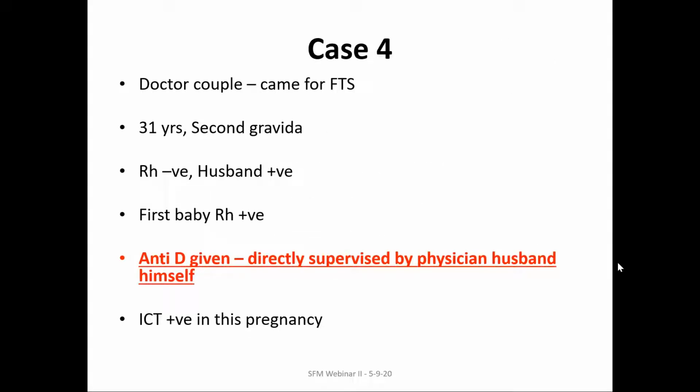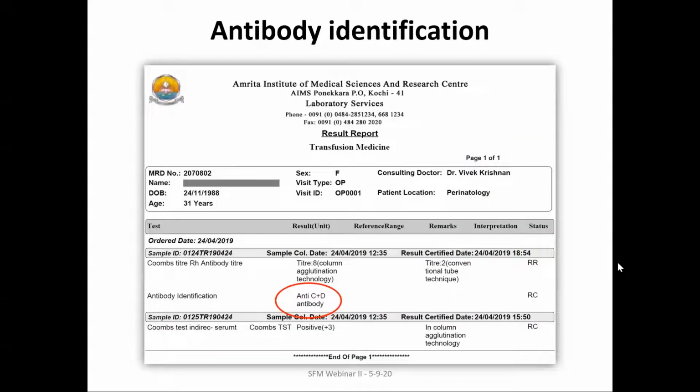Now, another case that would confirm this is case 4, the doctor couple that we spoke about, where the anti-D was given and supervised by the physician husband. The culprit antibody in this particular case was a non-D Rh antibody, the anti-G antibody that we discussed last time, otherwise called the anti-C plus D antibody. I do remember that we spoke at length about the anti-G antibody in the last part of this webinar, but because there were more than a few questions on this during the discussion, I thought it is best to include a little more detail on this particular antibody.